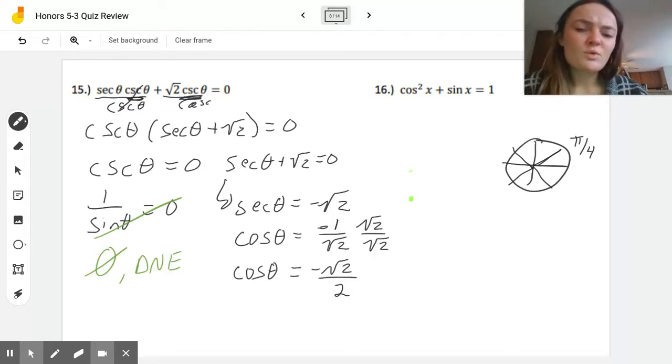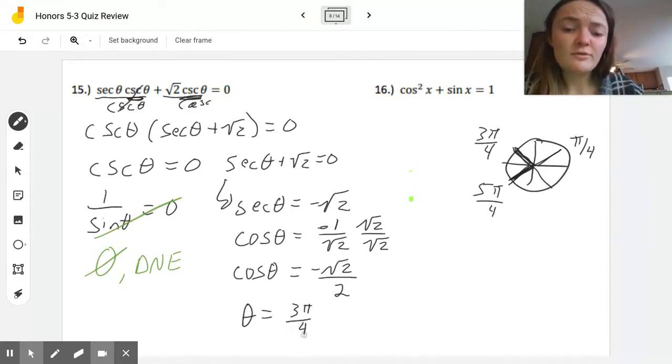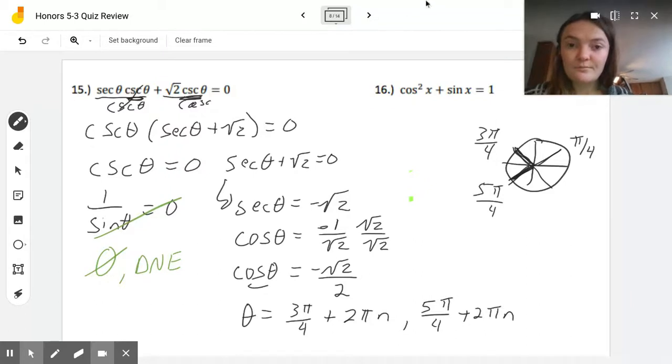So when I have negative radical 2 over 2, I'm asking when do I have a negative x value? That means I need to be looking to the left of my unit circle. When is x negative? That happens at 3 pi over 4, and you can check this. It also happens at 5 pi over 4. And so generically speaking, theta is equal to 3 pi over 4 plus the period, which is 2 pi n, and it's equal to 5 pi over 4 plus the period, which is 2 pi times n, with n being any integer. All right, let's keep going.